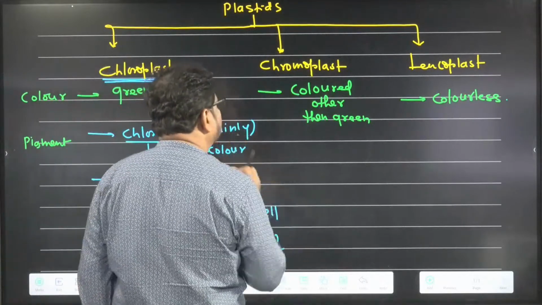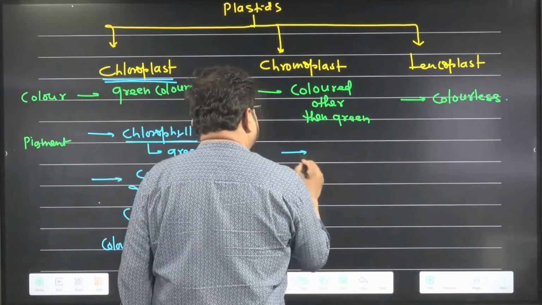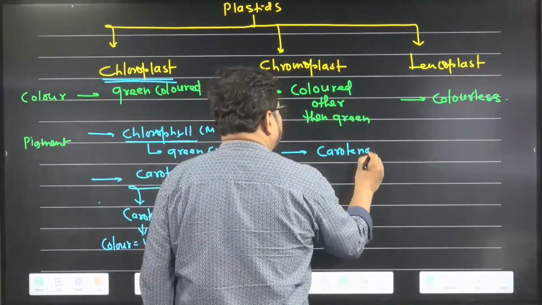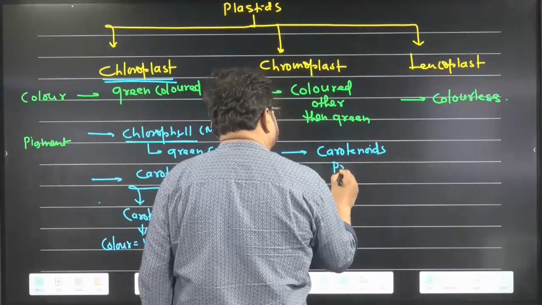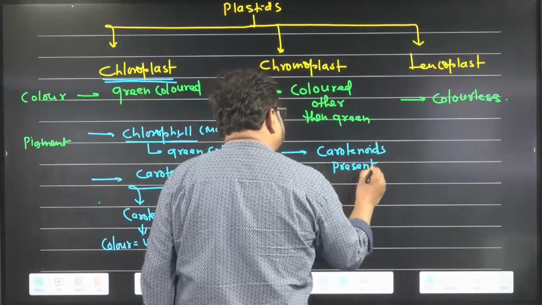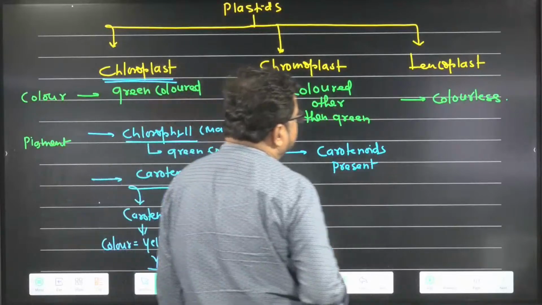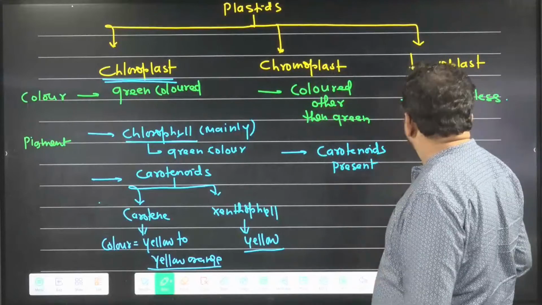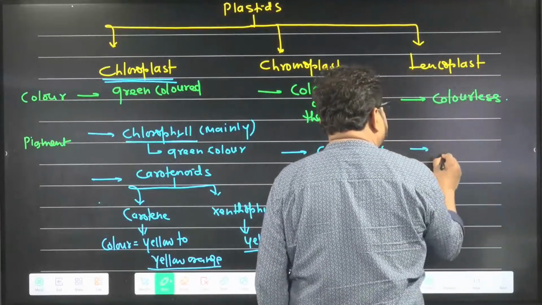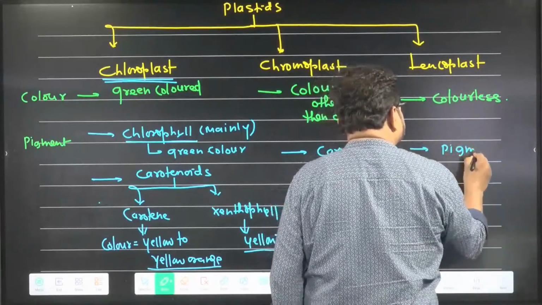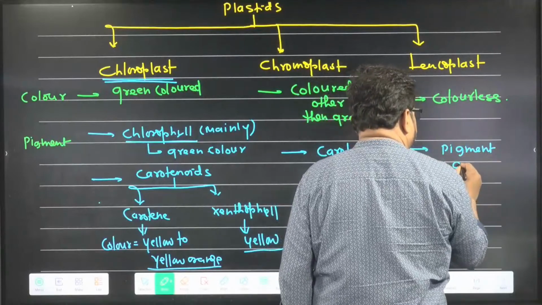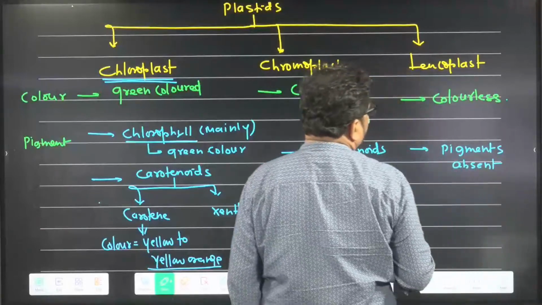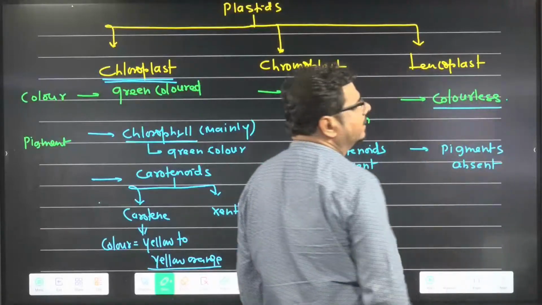Now if we talk about chromoplast, which pigment is there? Carotenoid is present. Chlorophyll is absent here, carotenoid is present. That is the reason this is not green, it is another color other than green. Got the idea? In leucoplast, pigment is absent. Got the idea? So that is the reason leucoplast is a colorless plastid.